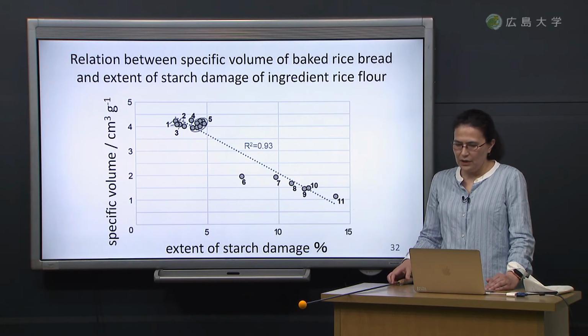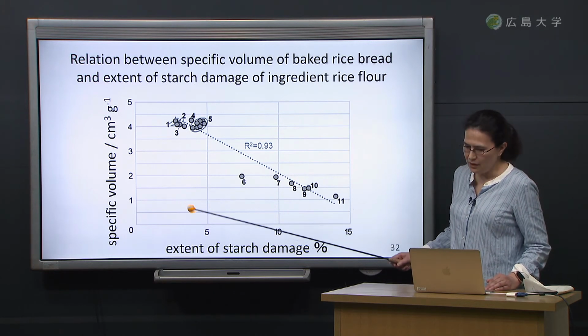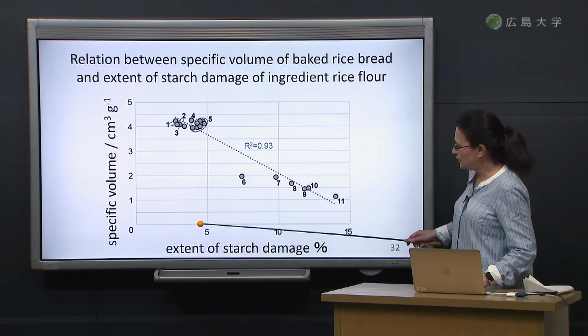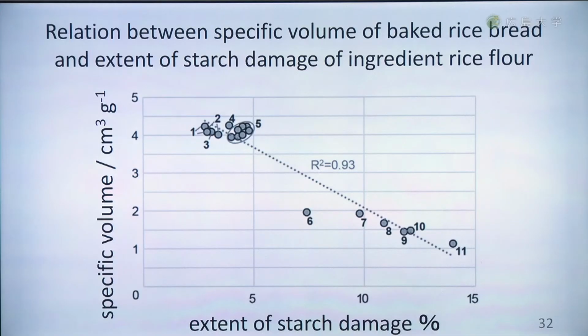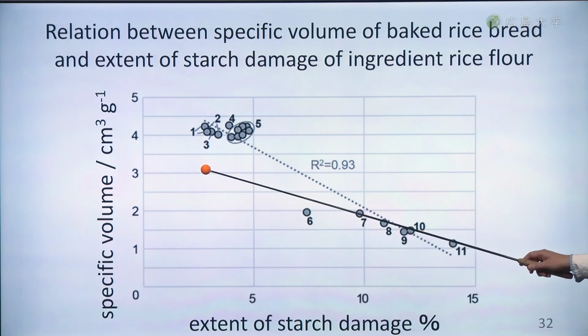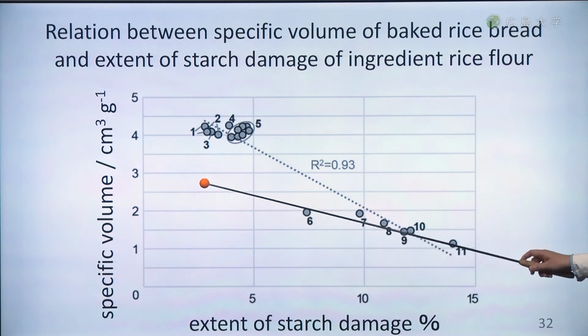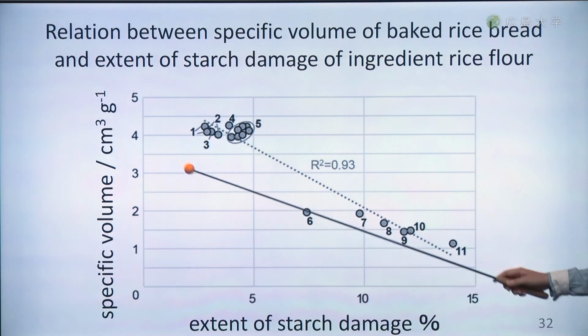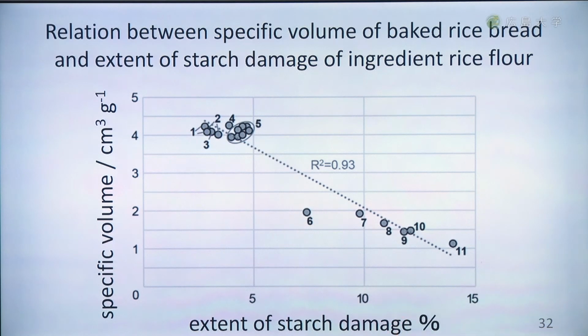In this graph, the vertical axis is the specific volume of a loaf of bread, and the horizontal axis is the extent of starch damage. The specific volume of a substance is the volume that 1 gram of the substance occupies. You see rice flour of low extent of starch damage makes bread with high specific volume, and the value, 4 cubic centimeters per gram, is comparable to traditional wheat bread. By the way, what is the degree of starch damage? It is defined as the percentage of starch that is subject to enzymatic hydrolysis.